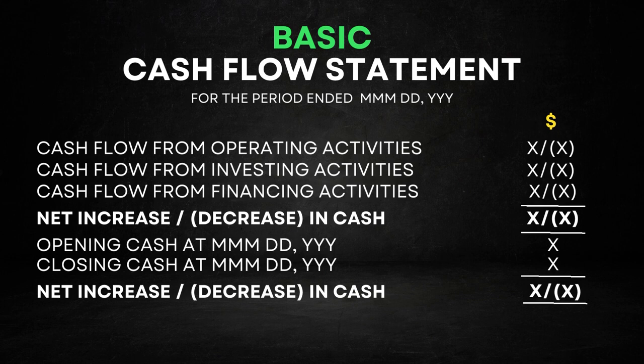2. Cash flow from investing activities. Investing activities involve the buying or selling of long-term assets, such as investments, property, plant, and equipment. Cash outflows occur when a company purchases these assets, while cash inflows happen when it sells them. Investing activities reflect the cash movements associated with the company's investments in its future growth.